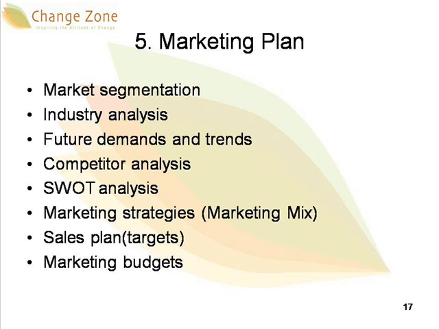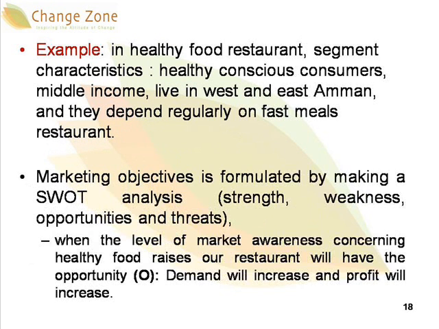And then will be the marketing mix, which includes the product or service description, pricing policies, promotion plan, place, and distribution plan. Marketing budget is important in this part, and it will help to formulate the financial plan. Example, the segment characteristics. In this restaurant, we target health-conscious customers with middle income, who live in West and East Amman, and they depend regularly on fast meals restaurants.